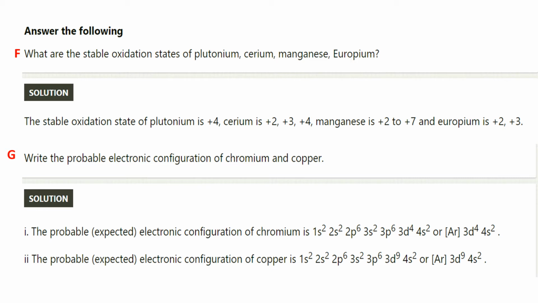Second question. Write the probable electronic configuration of chromium and copper. We know chromium and copper have exceptional electronic configurations due to the additional stability gained from half-filled and completely filled states. The probable or expected electronic configuration of chromium is [Ar] 3d4 4s2. But the observed electronic configuration is [Ar] 3d5 4s1. The probable and expected electronic configuration of copper is [Ar] 3d9 4s2. But the observed electronic configuration of copper is [Ar] 3d10 4s1.